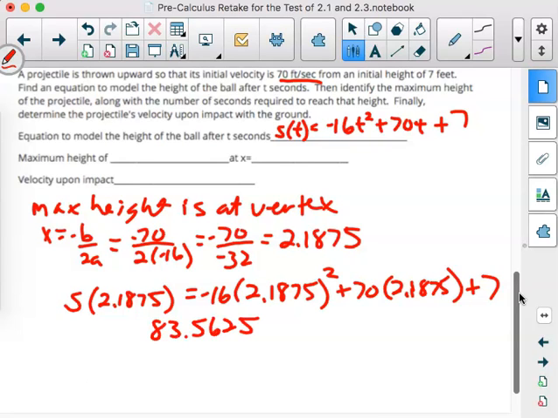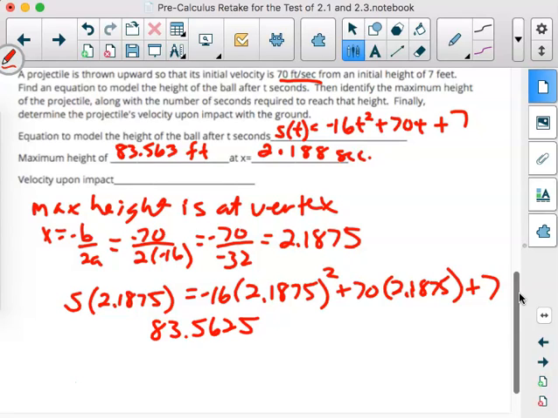And then we have to figure out, okay, which is which here? Well, the 2.1875, that was the x. So now I can round it when I put it up in my little spot here. So 2.188 seconds, and the height was 83.563, and this was in feet.